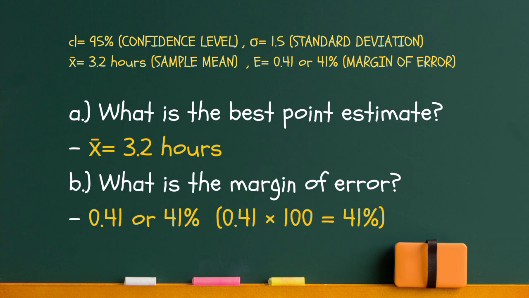A. What is the best point estimate? The answer is 3.2 hours. To find the best point estimate, we're just going to find the sample mean in the problem presented, which is 3.2 hours. B. What is the margin of error? The answer is 0.41 or 41%. Just like the sample mean, we're just going to find the margin of error in the problem, which is 0.41 or 41%. If you're wondering how we get the 41% from 0.41, just simply multiply 0.41 by 100 to get 41%.